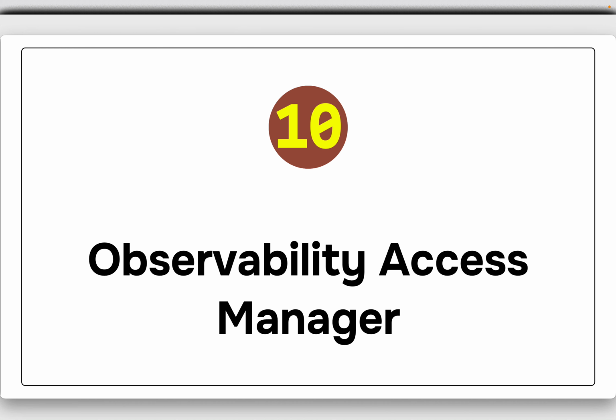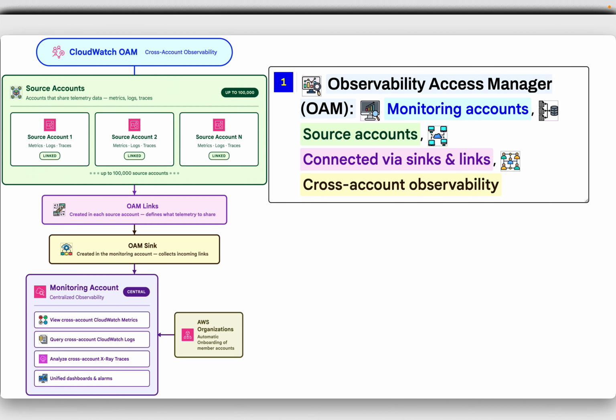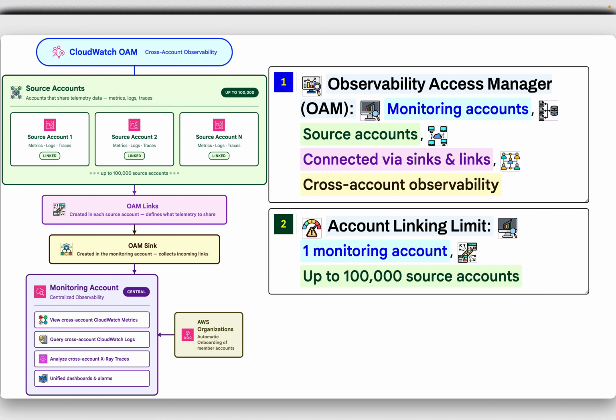10th topic is Observability Access Manager. Observability Access Manager has monitoring accounts and source accounts. They are connected via sinks and links, enabling cross-account observability.